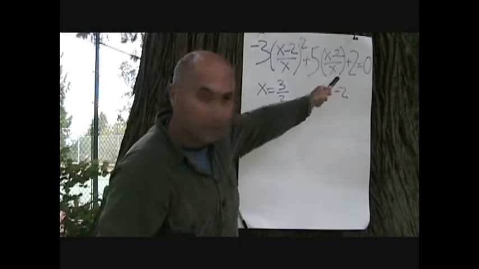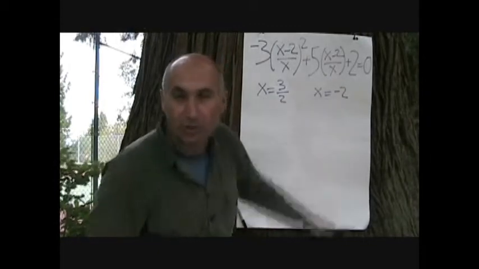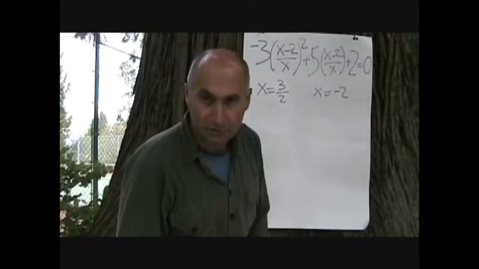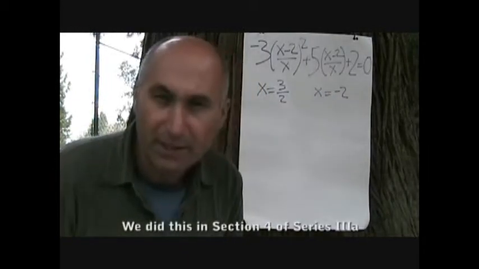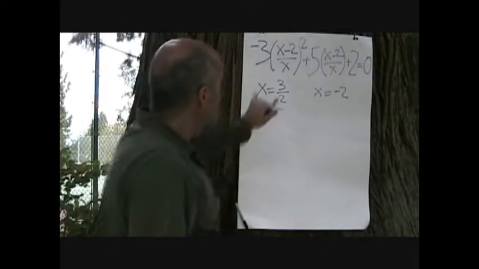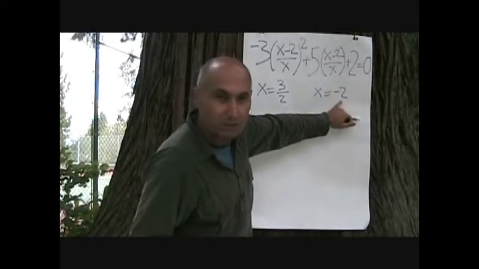So what we got is that's our original expression, right? And these are our answers we got for the x. So what we're going to do is check our answers, okay? And we've done some of this in Series 3a, checking solutions, right? So we're just going to plug in x is equal to negative 2. We're going to do this one.